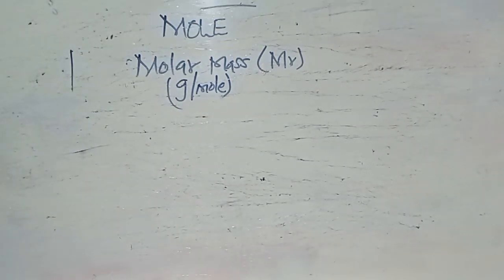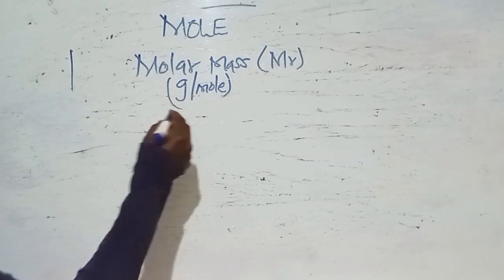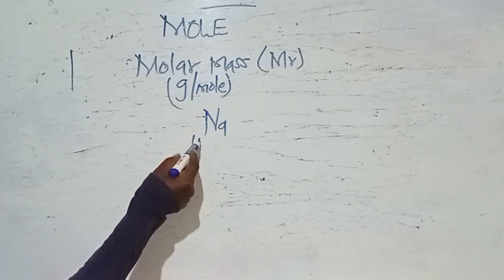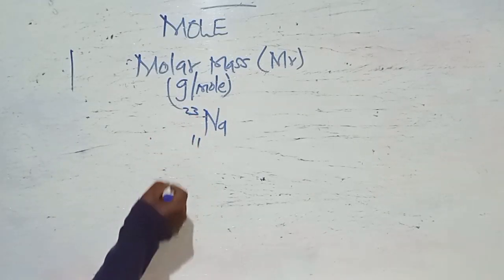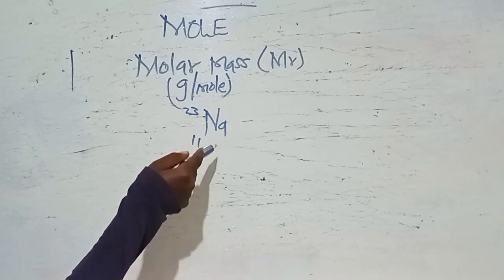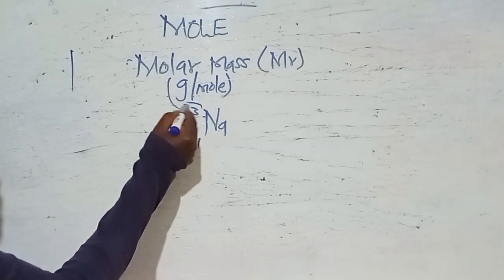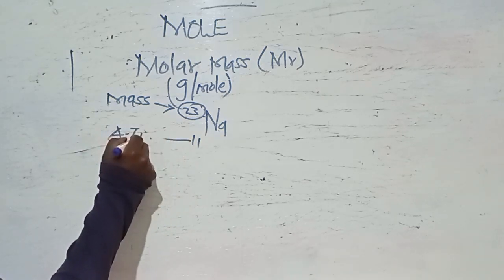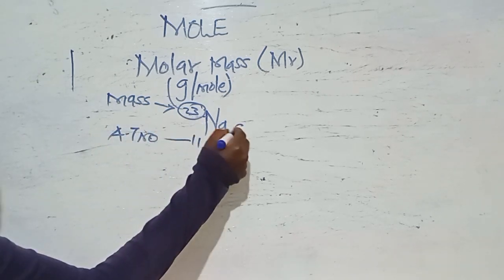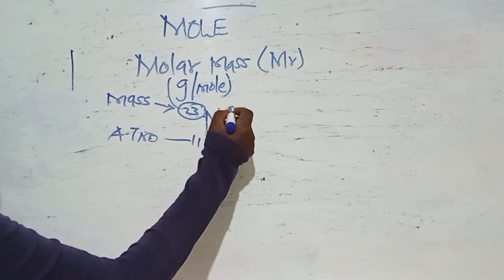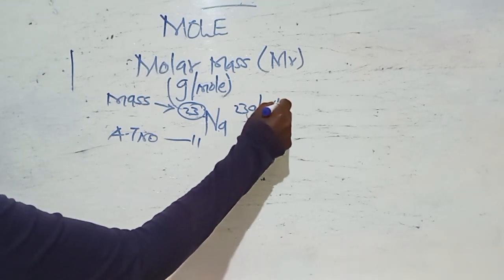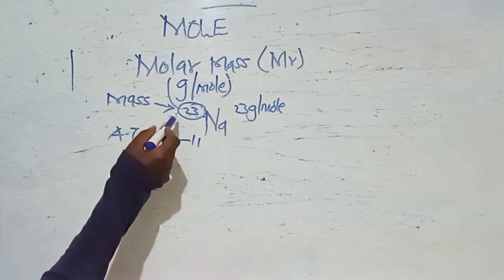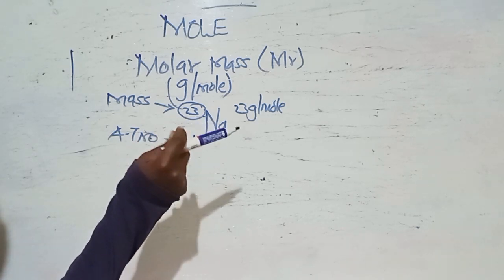How do you get the molar mass of an atom? Let us talk about sodium. Sodium is written as Na. You put 11 there, that is the atomic number. We said it's normally the subscript, and then the superscript is the mass number. So the molar mass of sodium is the mass of sodium, so 23 grams. So 23 grams per mole is the molar mass of sodium. And this molar mass is normally given in the periodic table.